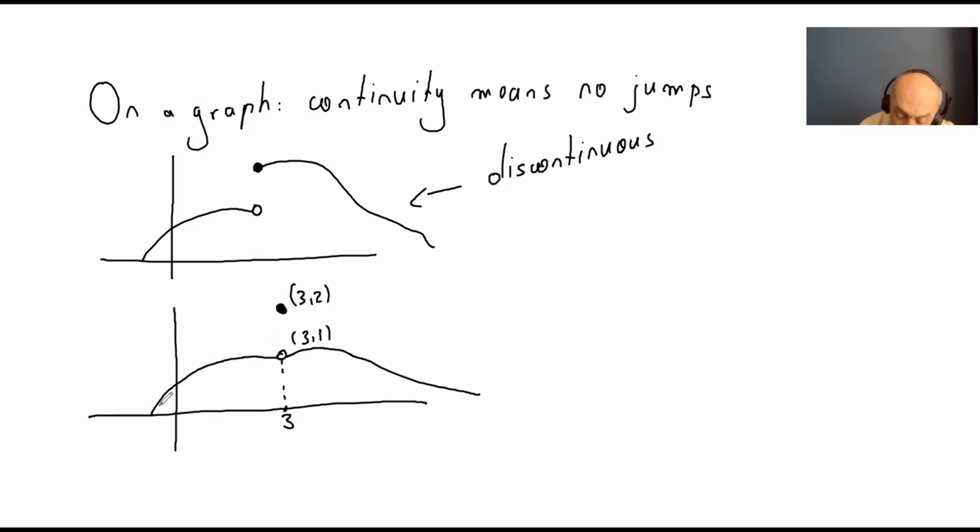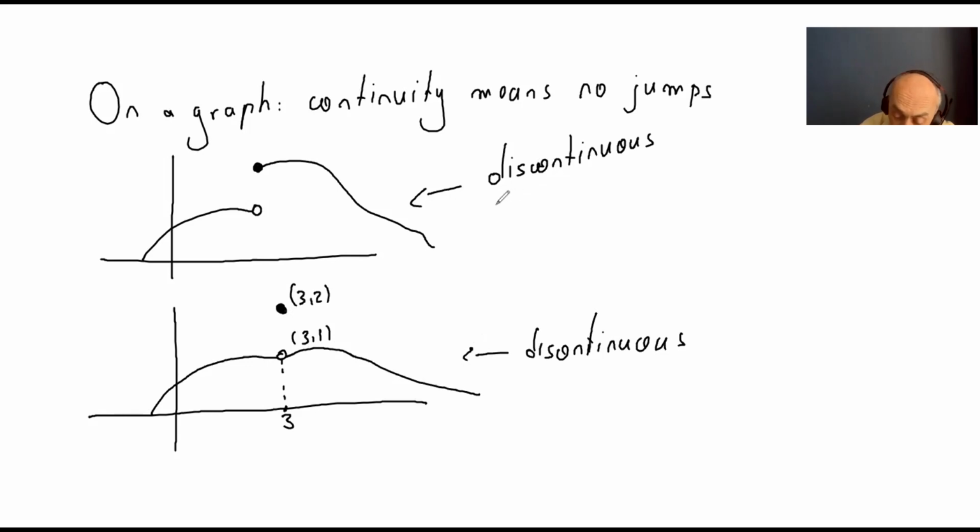This counts as a jump. So if I want to move from left to right on the graph, I have to go all the way very close to this point, make a jump at this point here, and then come back and continue on the right side of the graph. So this is another example of a discontinuous function.